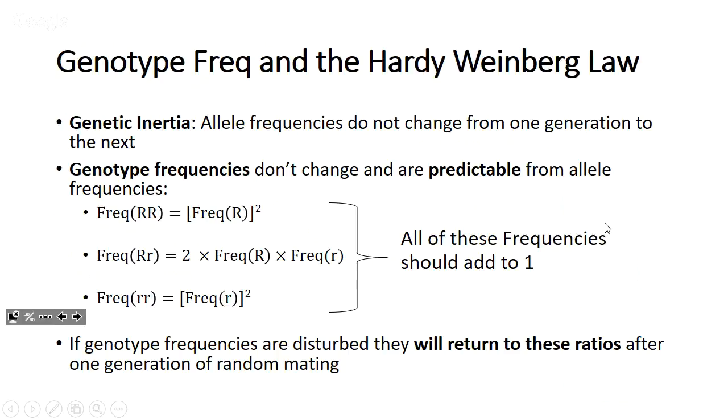The Hardy-Weinberg law also states that when a small group of a population migrates out of an area, eventually the genotype frequency is actually going to return to the genotype frequency of the original population.